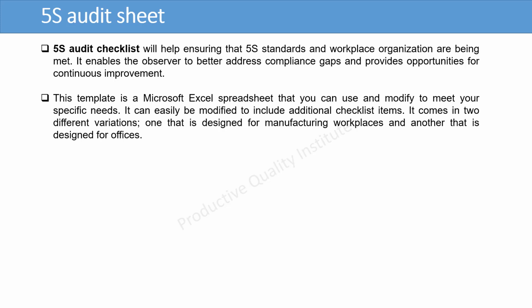The next 5S audit sheets will help us to ensure that 5S standards and workplace organization are being met. It enables the observer to better address compliance gaps and provides opportunities for continuous improvement. The template is a Microsoft Excel spreadsheet that you can use and modify to meet your specific needs. It can easily be modified to include additional checklist items. It comes in two different variations, one that is designed for the manufacturing workplaces and another that is designed for the offices.